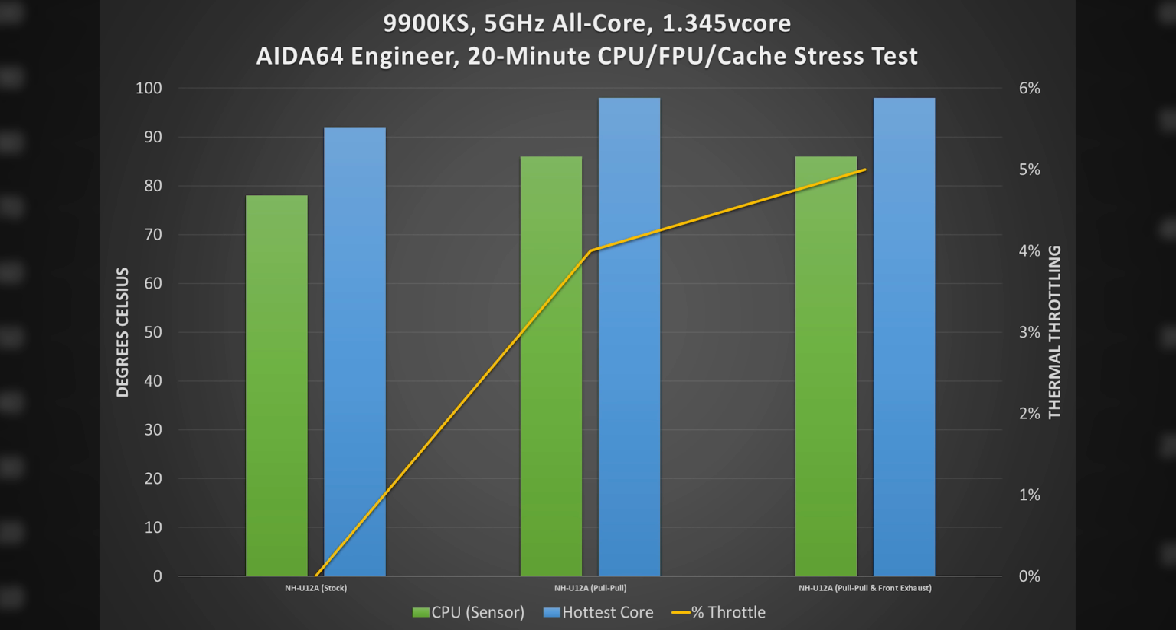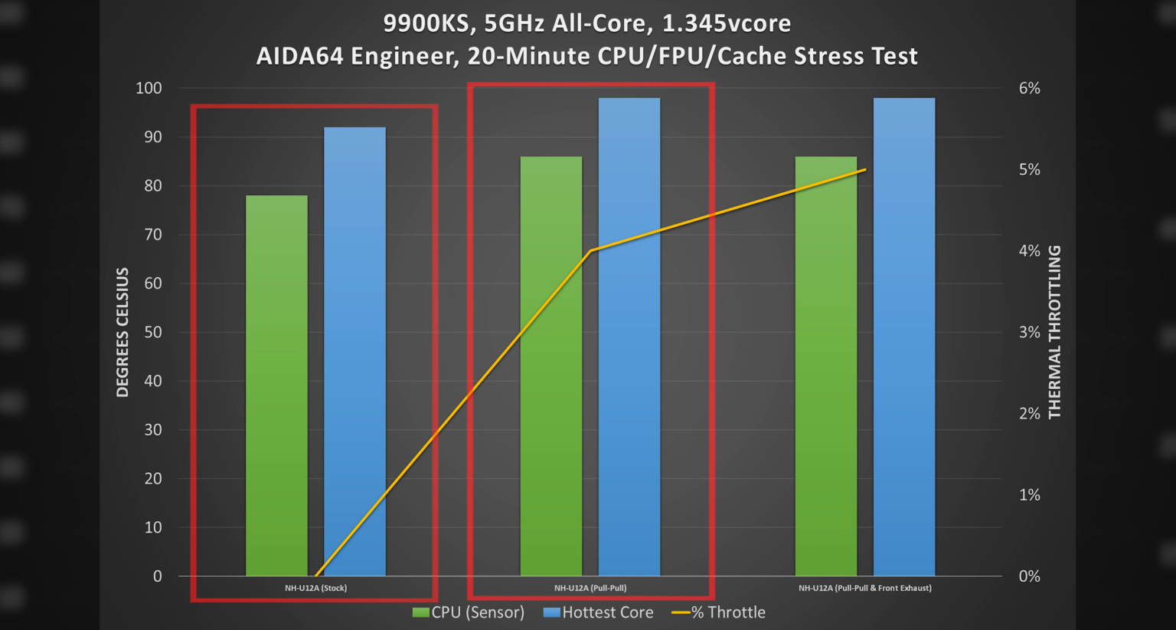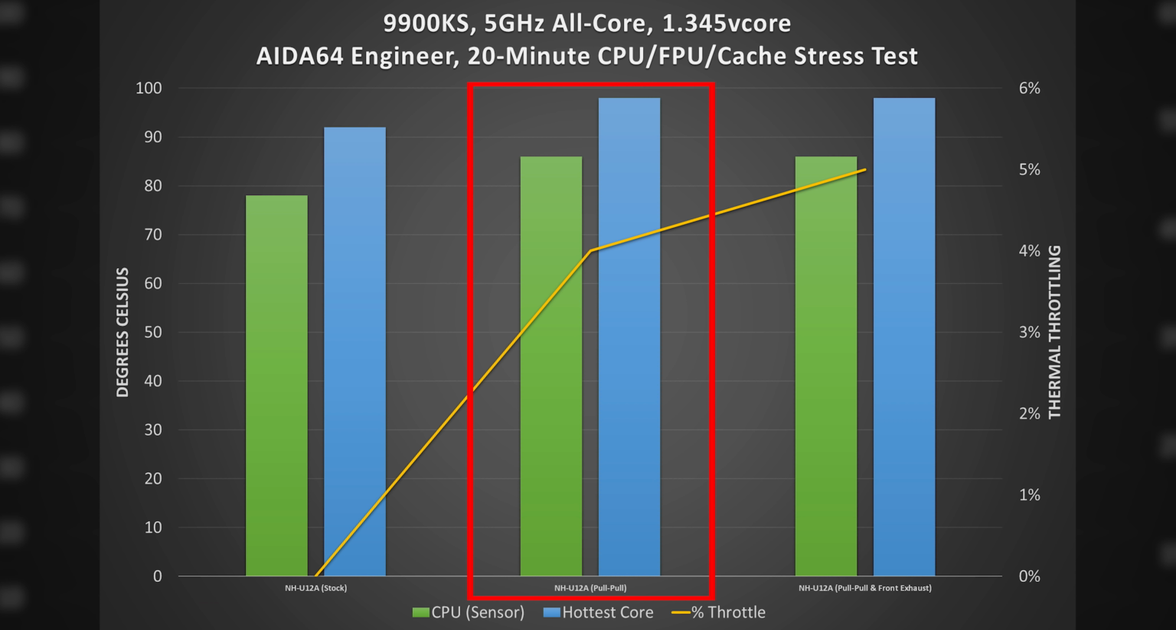So in a stock configuration, the hottest core for the 9900KS with the NHU12A was 92 degrees Celsius. No thermal throttling, which is good. Remember, we're clocked at 5 gigahertz at a 1.345V core. Now in the reverse configuration, meaning both fans were set to pull air from the tower, the NHU12A clocked in, the hottest core was core 4 at 98 degrees Celsius with 4% thermal throttling, which means this CPU did not like what it was experiencing.